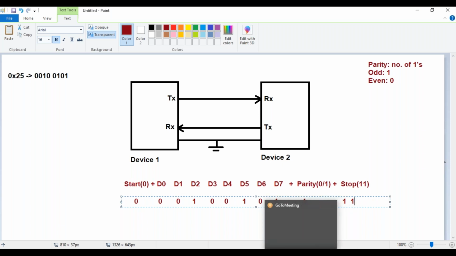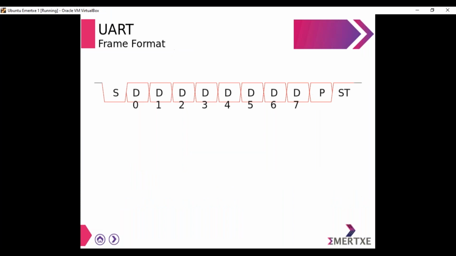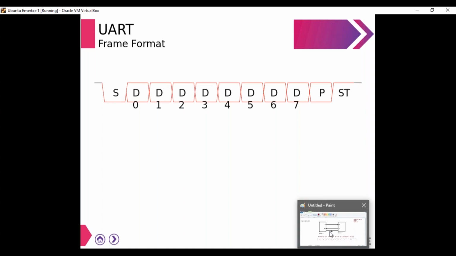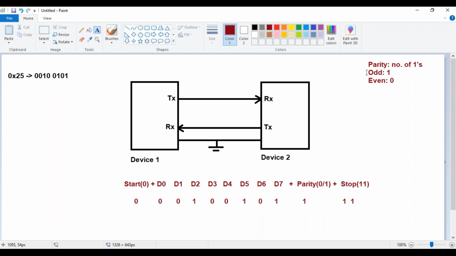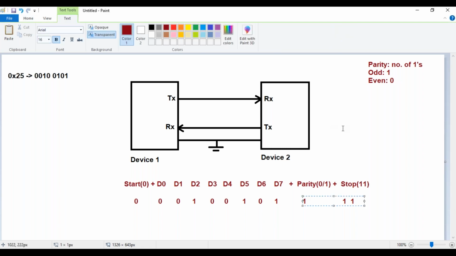So you can observe here, okay, frame format. So 1 start bit, 8 data bits, 1 parity bit and 2 stop bits. So start bit is a 0 always, stop bits are 2 ones always. So 8 data bits can either be a 0 or a 1 and the parity bit can also be a 0 or a 1. So how parity is 1 is, in my data 0x25, if you observe, I have 3 ones. So odd number of ones, so it represents odd parity. So because it is odd parity, I have to write 1 in the parity bit.